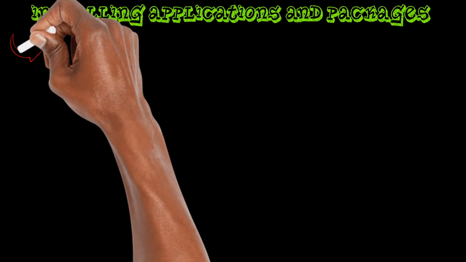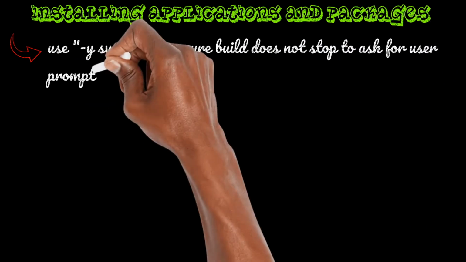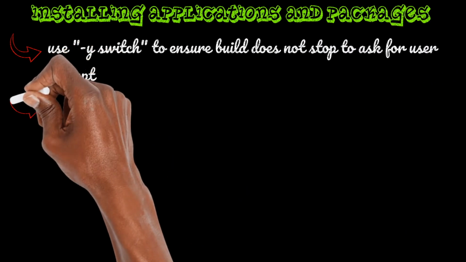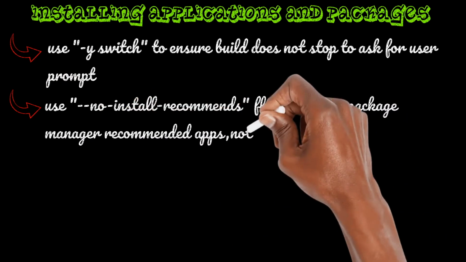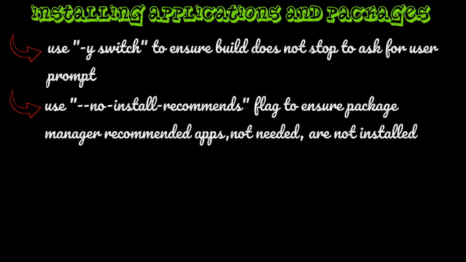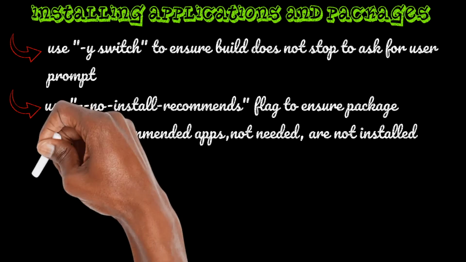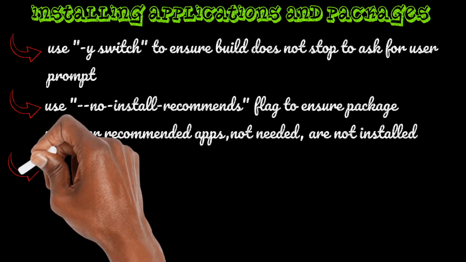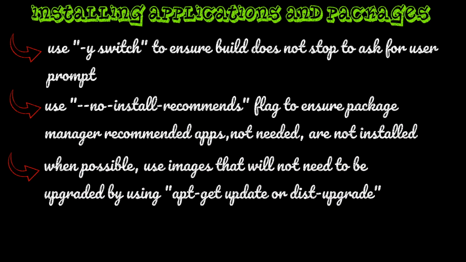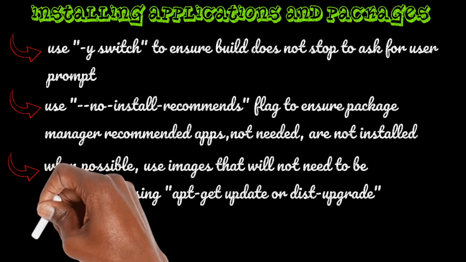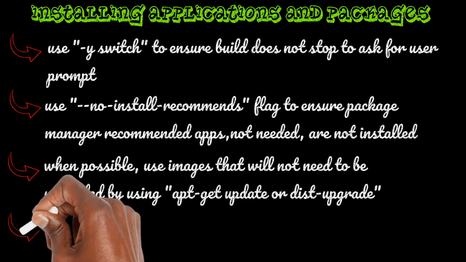Best practice number 9, installing applications and packages. When installing packages or applications, 1. Make sure you're using the -y switch to make sure the build does not stop and ask for a user prompt. 2. Use the --no-install-recommends flag to ensure that a sizable number of applications that your package manager has recommended but ideally will not need in your build are not installed. 3. Look for images that will not need to be upgraded by the use of the apt-get update or upgrade commands. If you really need to install applications using the apt-get command, ensure you specify the specific version you need, as you don't want to install a new version or one that is untested.